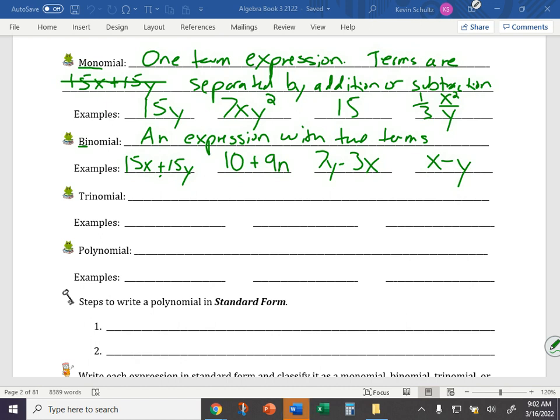Prefix tri, William. 3. What? Oh, sorry. Yes. A tri? That means 3. Yeah, like trimester, tricycle, right? Triangle. The prefix tri means 3. No. That would be an expression with 3 terms.